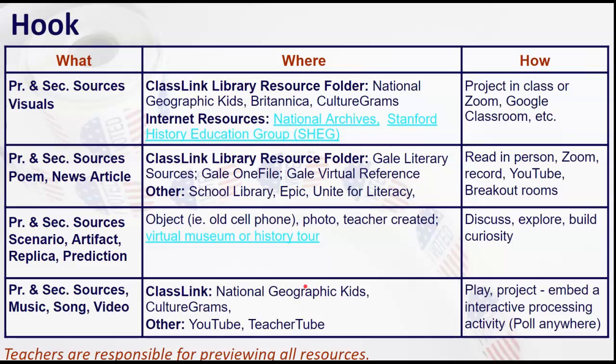If we think about where to find primary and secondary sources, I really encourage you to check out ClassLink, the library resource folder, National Geographic Kids, Britannica, Culturegrams, and internet resources such as the National Archives. Stanford History Education Group has some great visuals, poems, and news articles. Again, ClassLink, the library resource folder for either junior high or high school, and any of the Gale literary resources. Also, look at your school library, Epic, and Unite for Literacy. All right, let's keep going.